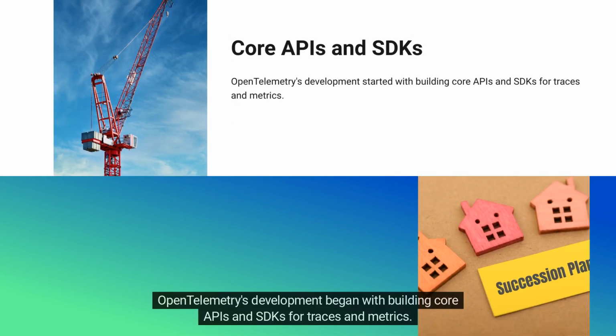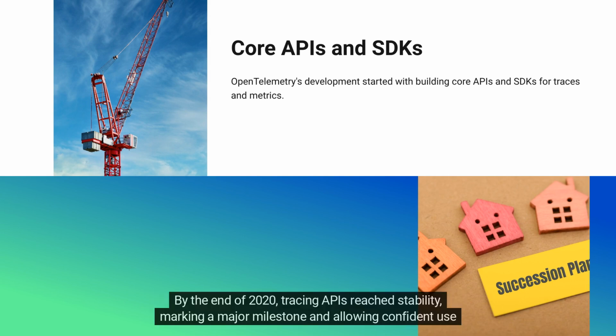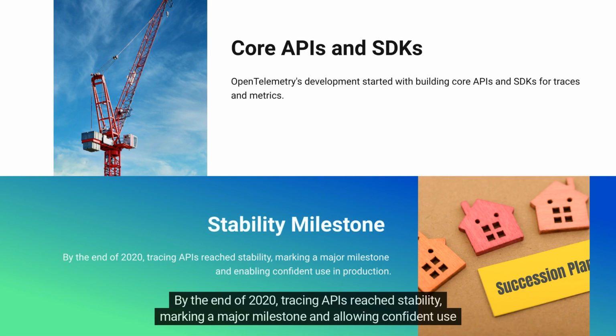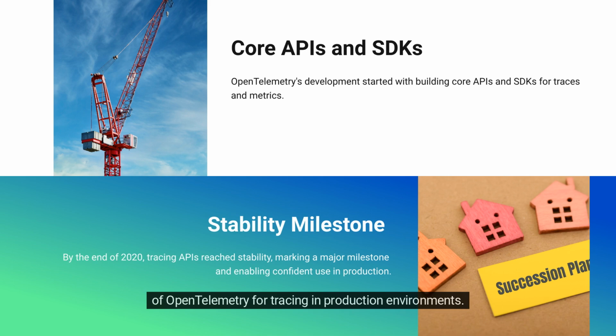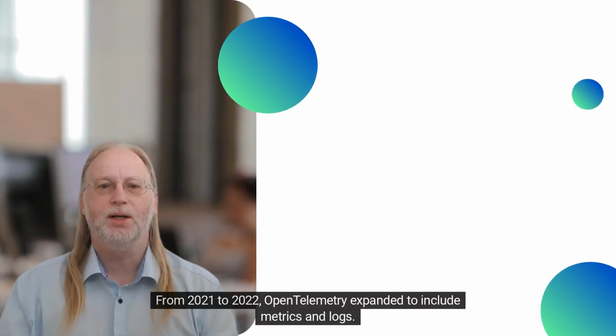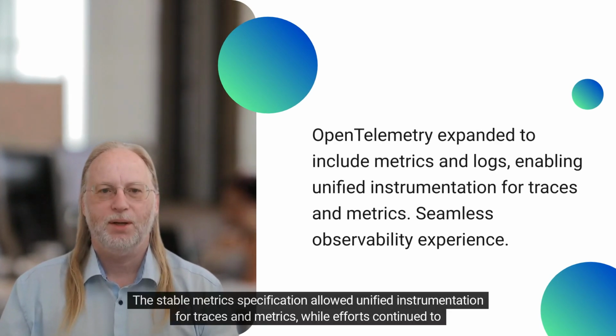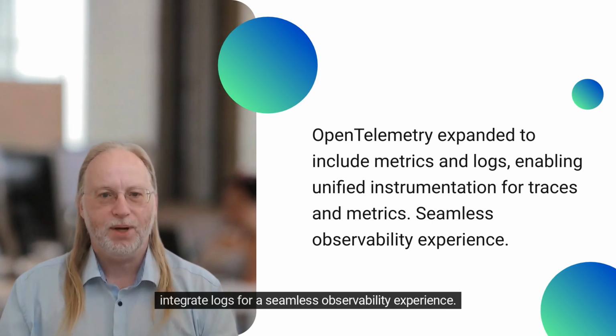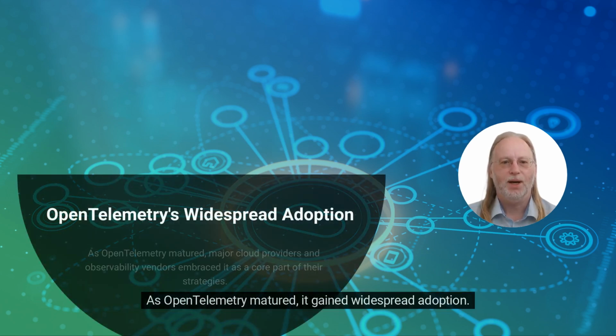OpenTelemetry's development began with building core API and SDK for traces and metrics. By the end of 2020, Tracing API reached stability, marking a major milestone and allowing confident use of OpenTelemetry for tracing in production environments. From 2021 to 2022, OpenTelemetry expanded to include metrics and logs. The stable metrics specification allowed unified instrumentation for traces and metrics, while efforts continued to integrate logs for a seamless observability experience. As OpenTelemetry matured, it gained widespread adoption.